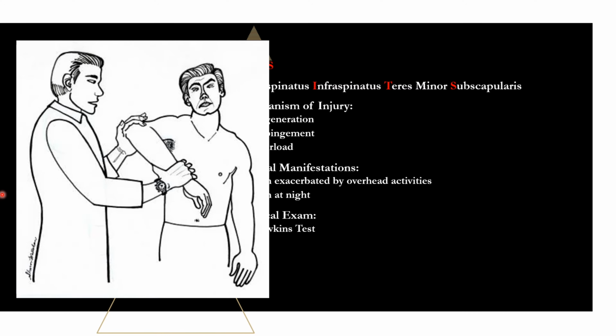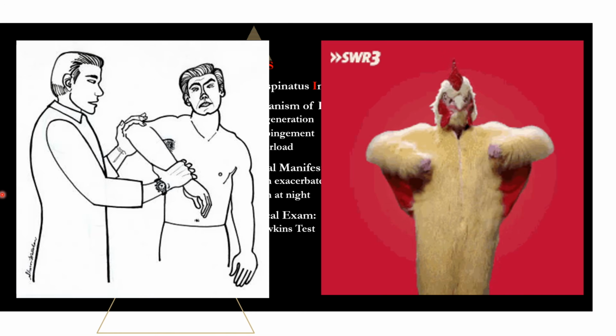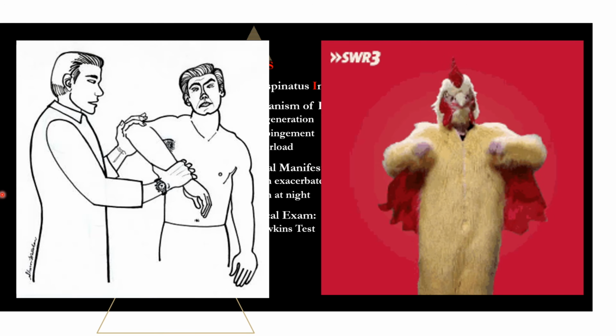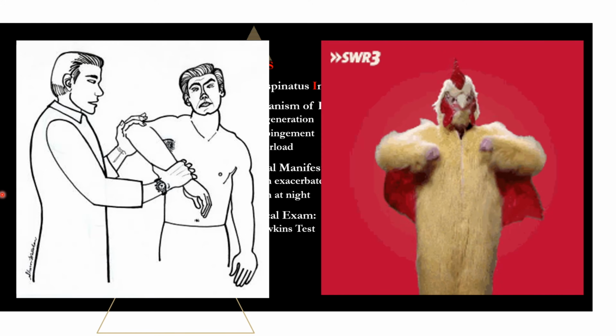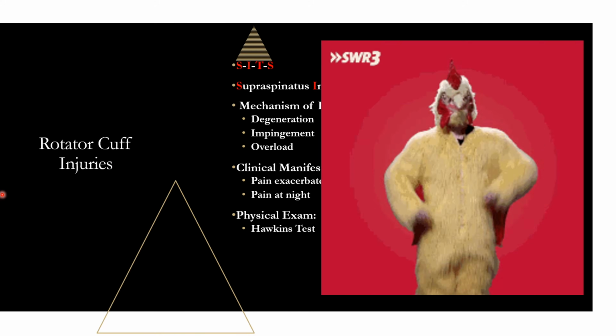It looks like a bird flapping its wings. So you can kind of remember that's what the Hawkins test looks like, you're flapping your wings like a hawk, and that's how I remember that. So this ridiculousness here. So remember Hawkins test, think of like a hawk flapping its wings. That's what the test looks like, and it'll help you remember if you forget what that is.